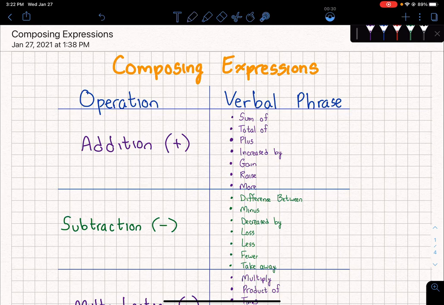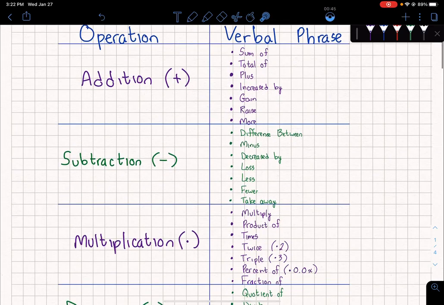These are key words you're going to see in your word problems that are essentially going to tell you which operator we're going to need to use. Sum of, total of, plus, increased by, gain, raise, or more. Those translate to using addition. Difference between, minus, decreased by, loss, less, fewer, take away. These are all words that translate to subtraction.